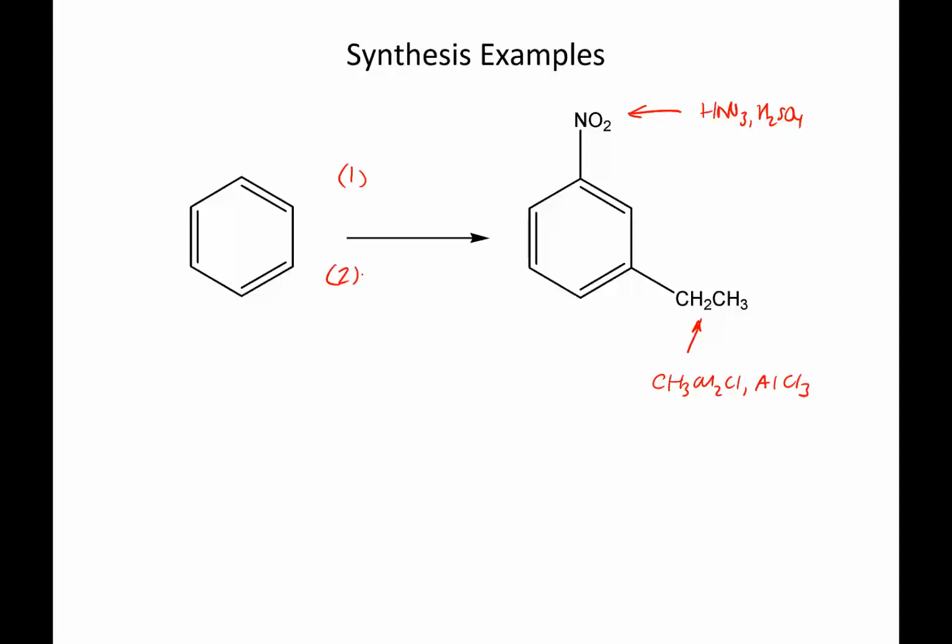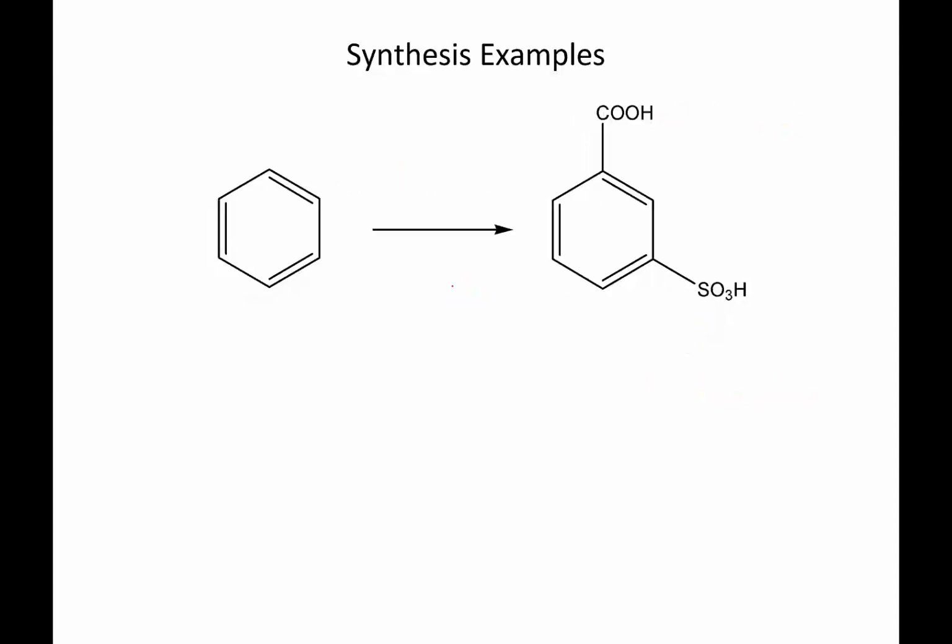So it's not really a random choice. What we have to do is look at the substitution pattern. If I add the ethyl group first, where's the next group going to go? It's going to go ortho and para to itself. If I add the nitro group first, where's the next substituent going to go? Meta to it. So we have to take that into account as we're deciding order. So in this case, HNO3, H2SO4 would be first, and then CH3CH2Cl, AlCl3 would be second.